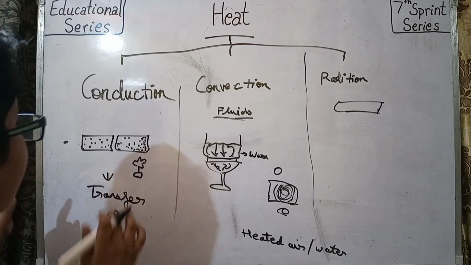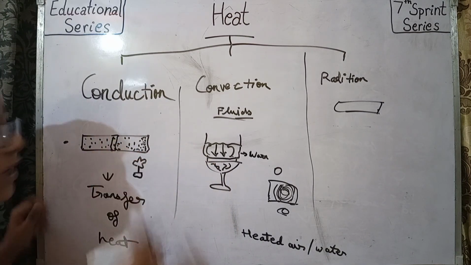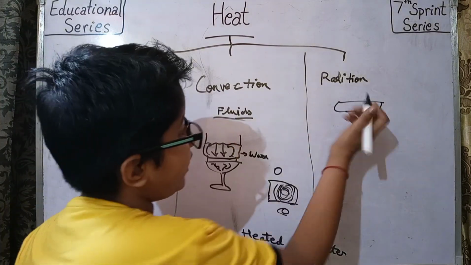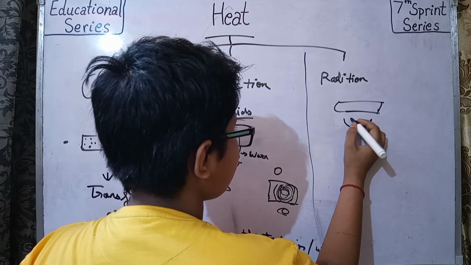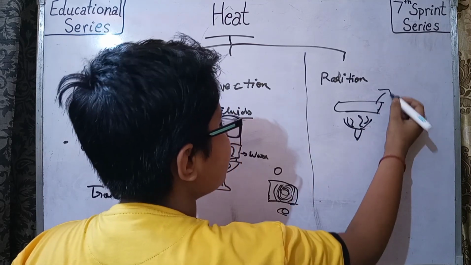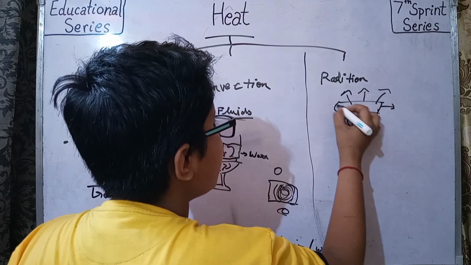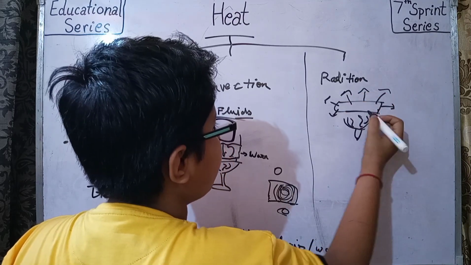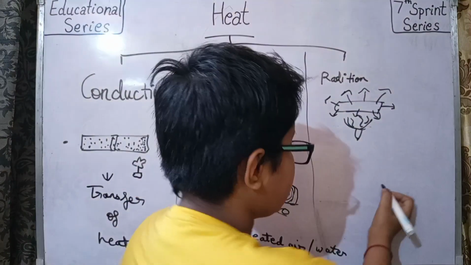But for conduction, it's necessary that the objects must be in contact. Radiation is when the objects are not in contact. When these objects get heated, then they radiate energy. It radiates the heat energy outwards. It gives off heat energy, literally. That's why the sun radiates its heat energy toward the earth.